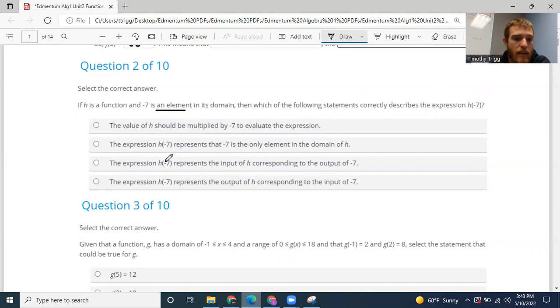The expression h of -7 represents the input of h. No. The expression h of -7 represents the output of h corresponding to the input of -7. Yes, the input always goes in the function. So the input goes in here. When you have h of x or h of something, the input goes in here.